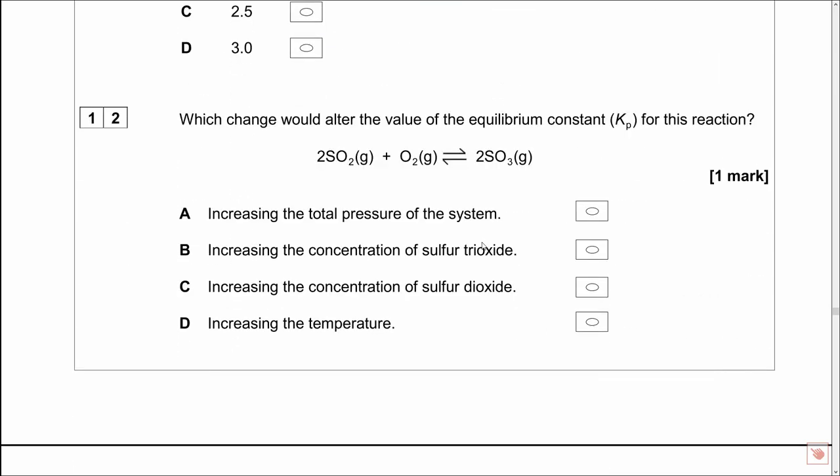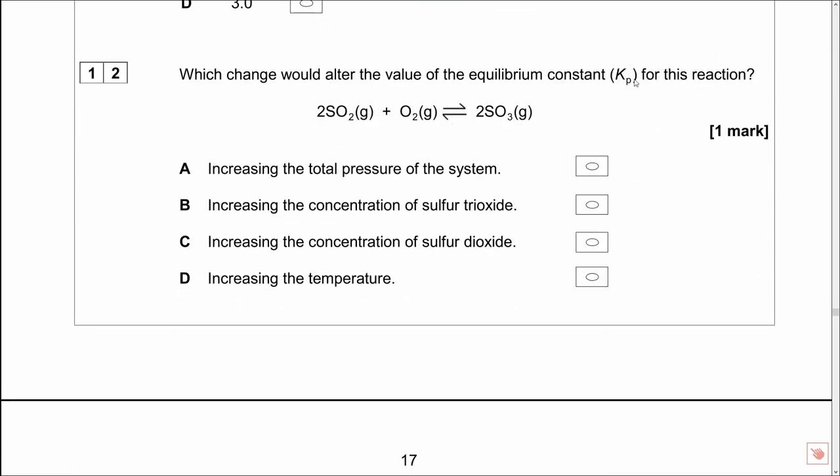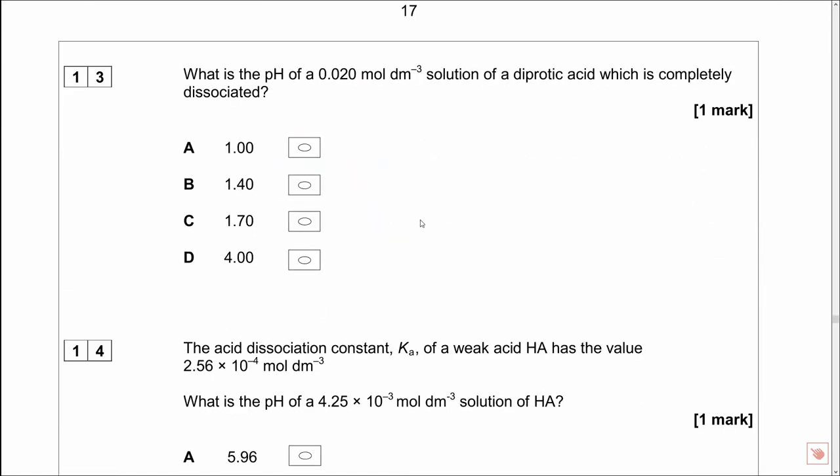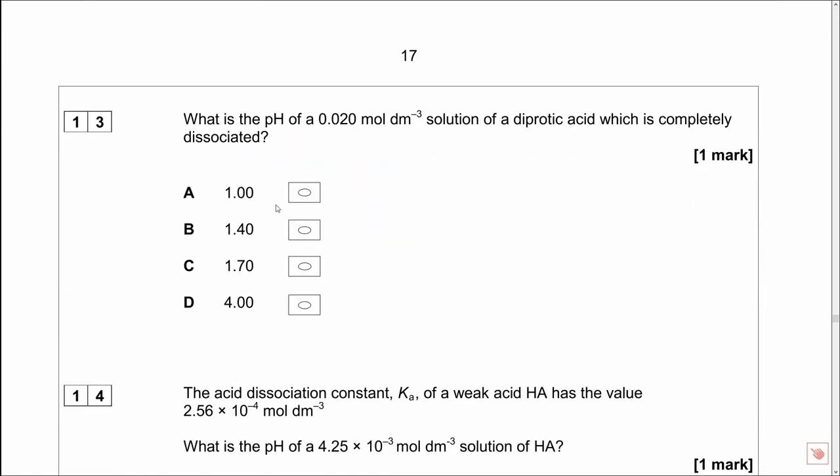12. What change would alter the value of the equilibrium constant Kp for this reaction? Increasing the temperature, it's got to be straight away. The only thing that changes a constant's value is changing the temperature. Next question.